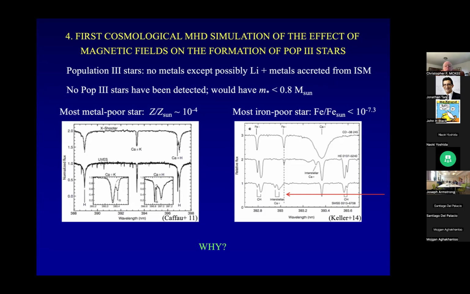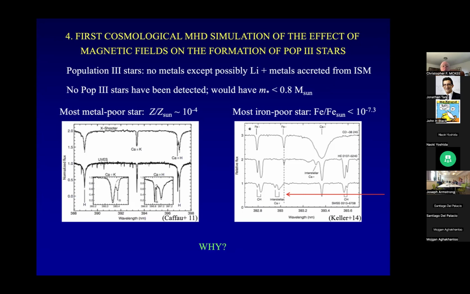So here I've given some data. The most metal poor star I'm aware of has a metallicity of about 10⁻⁴. The most iron poor star has an iron abundance of less than 10⁻⁷·³. And one of the things that is puzzling is that you'll see that the references are a decade or more old, and people are looking very hard for these stars. So I think it's remarkable that, with all the work that's going on since then, these, as far as I know, still seem to be the most metal poor stars.